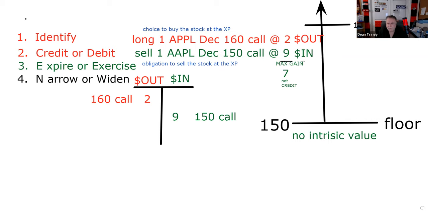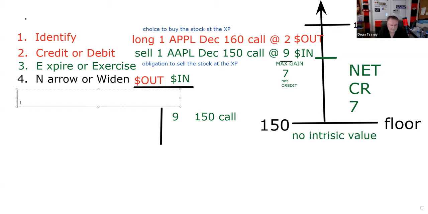Now here, let's just put a little line here. We said all the action takes place between the strikes. All the action takes place between the strikes. So we have a net credit of 7. By the way, the conversation is not testable. But this is a smart bear here. So what we're interested in now is the max gain. And that's what we're working on. And it's a credit spread. So that's what we're doing. It's a credit spread. And our maximum gain at a credit spread is what we've collected.